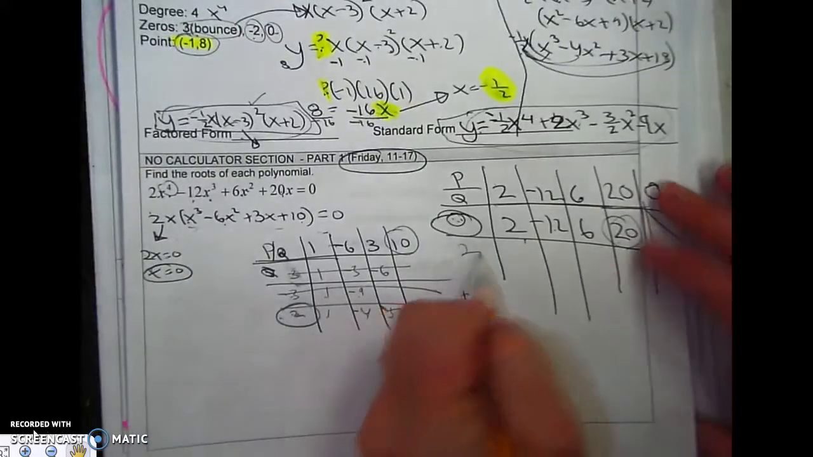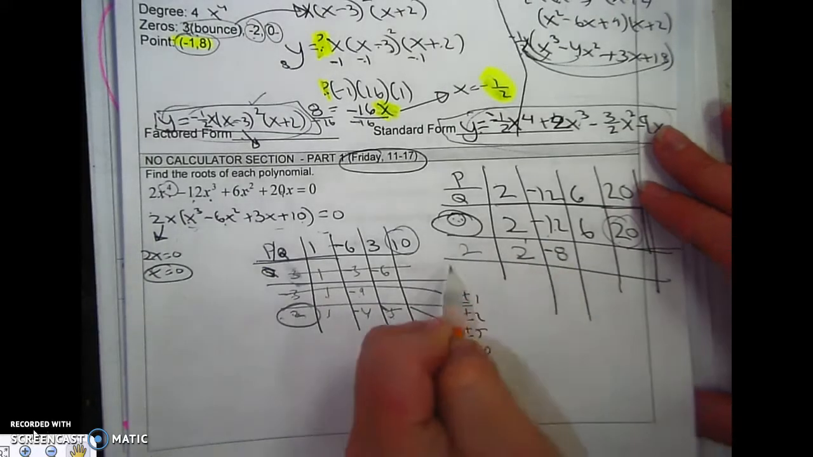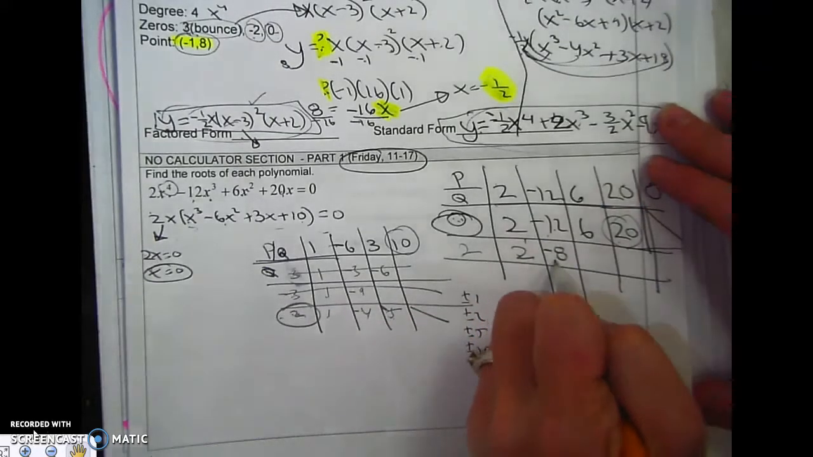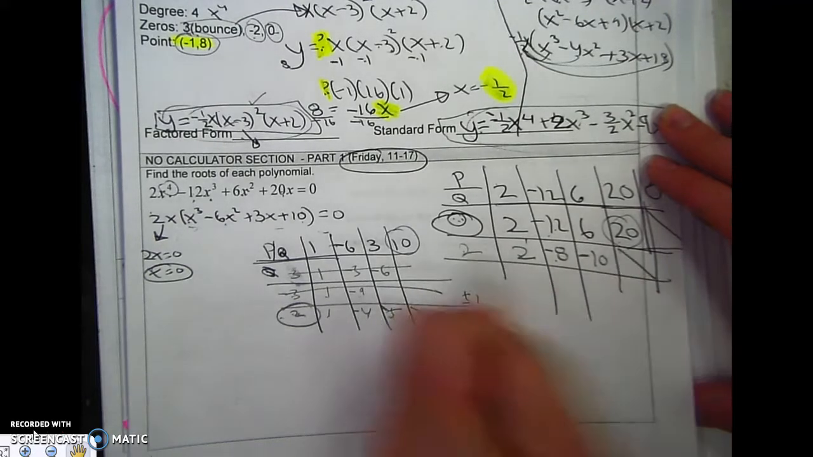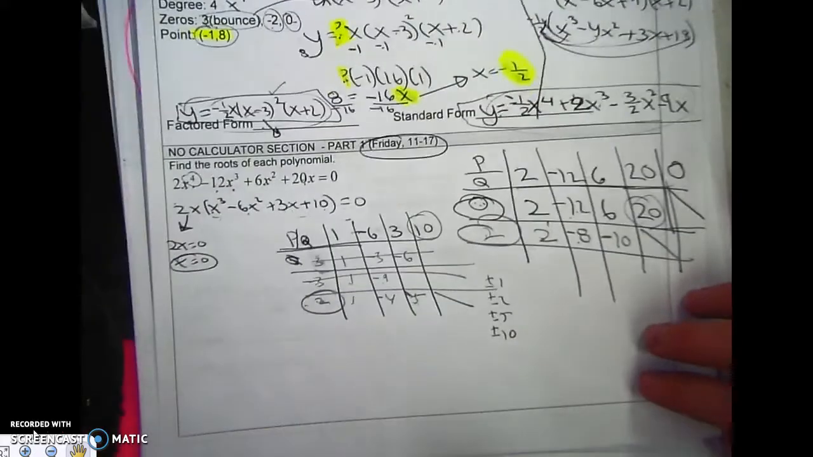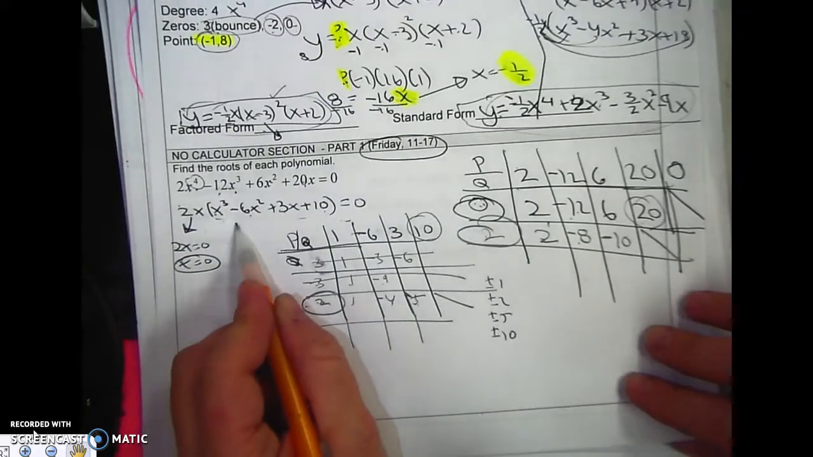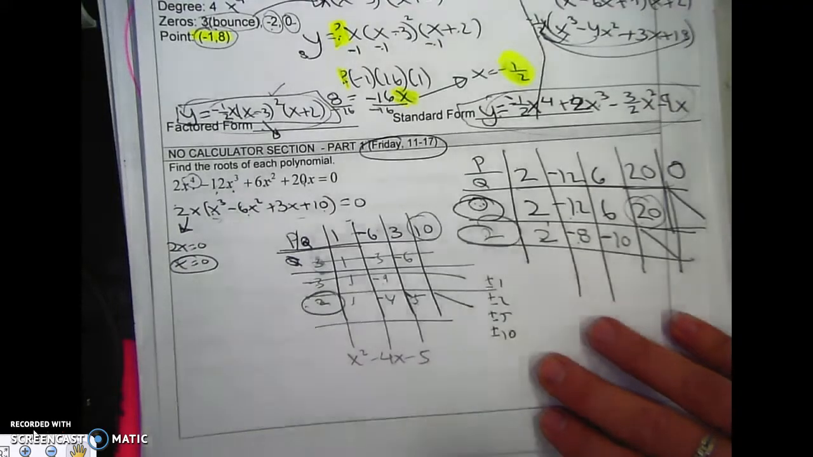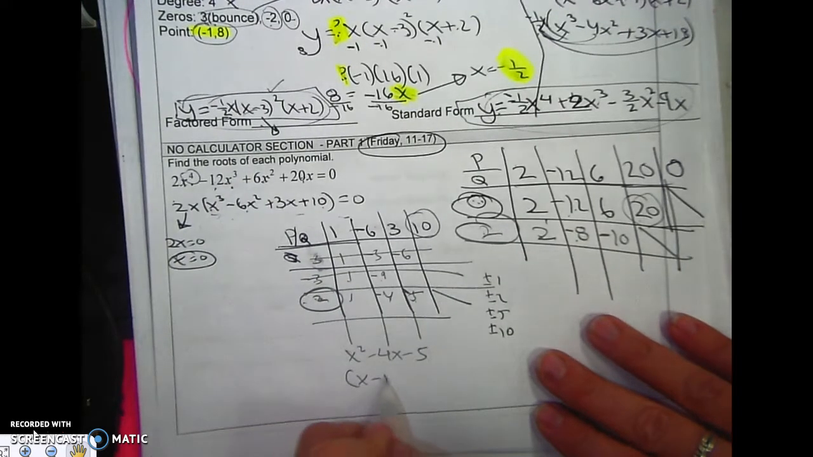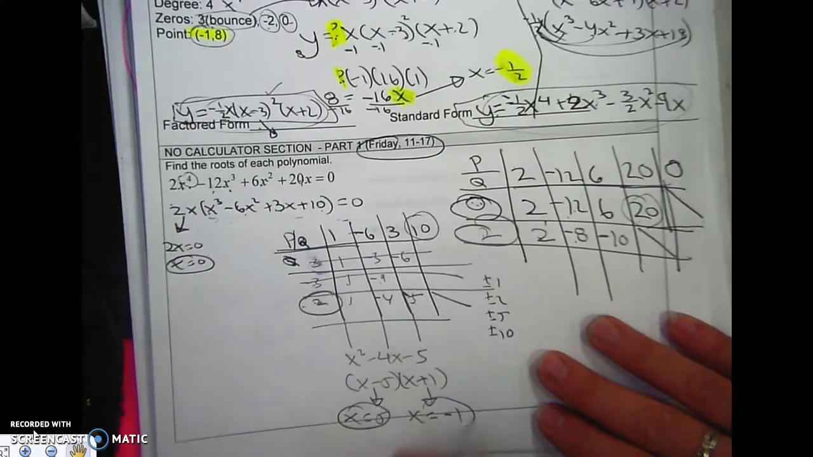I'm going to show you over here, same thing. Bring down the 2. 2 times 2 is 4, minus 12, negative 8. 2 times negative 8 is negative 16, plus 6 is negative 10. 2 times negative 10 is negative 20. Boom. So both ways I got the 2. Okay? Now, at this case, if I'm over here, I'm actually pretty good at factoring. So I could rewrite that as x squared minus 4x plus 5. Then I would go x minus 5, x plus 1. So I get x equals 5, and x equals negative 1.